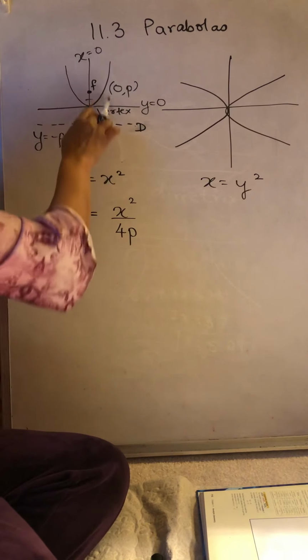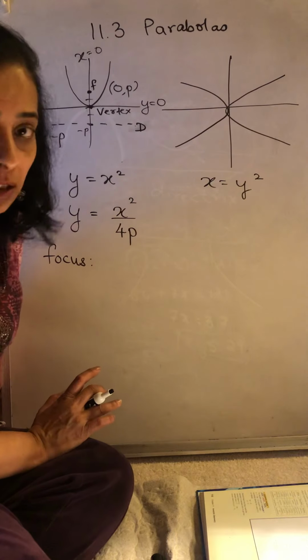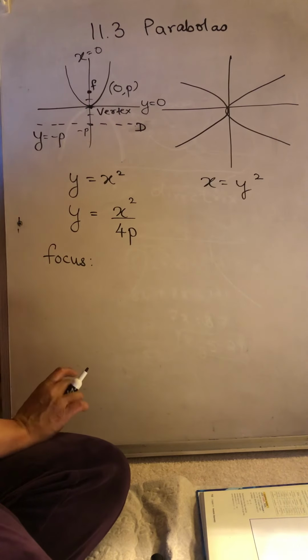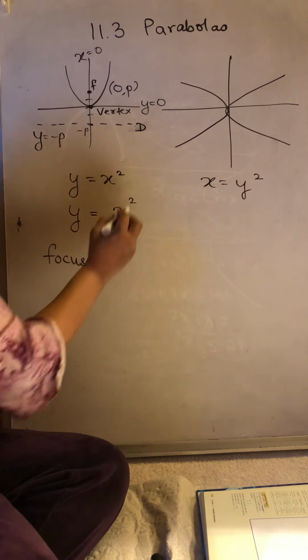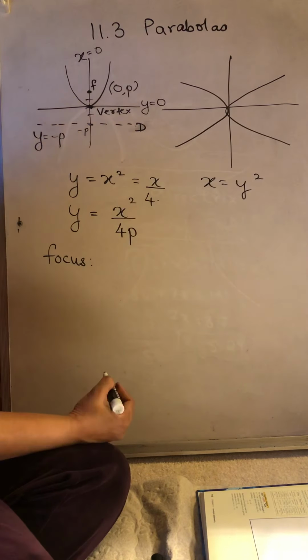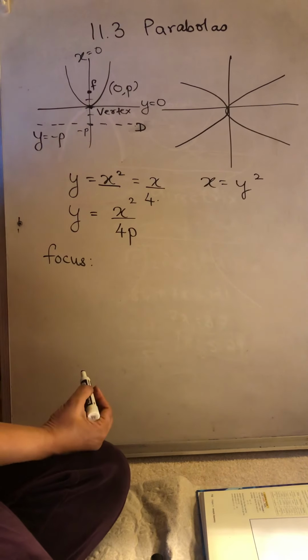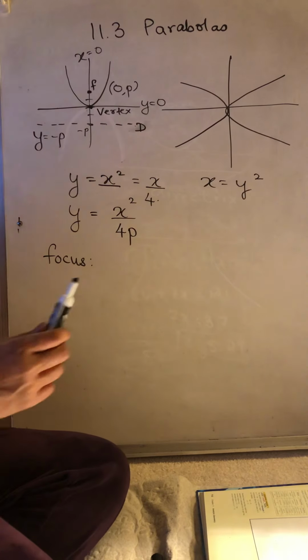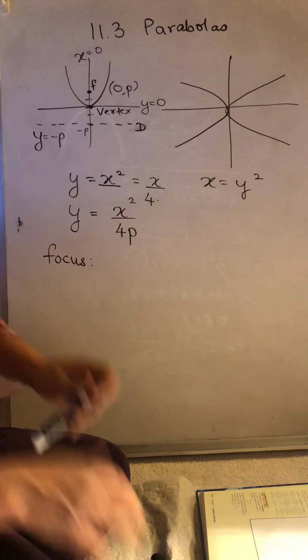So suppose I take this parabola now, y equals x squared. What does this mean? It means it's y equals x squared over 4 times what? Now what is this x squared equal to? This x squared is just x squared, right?